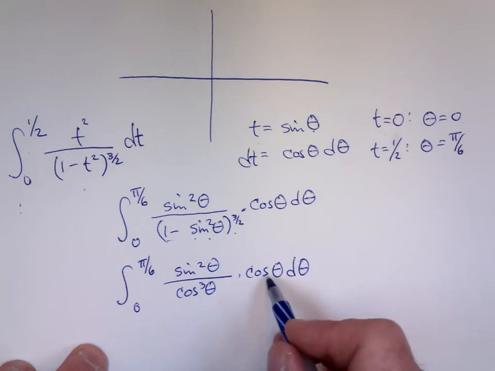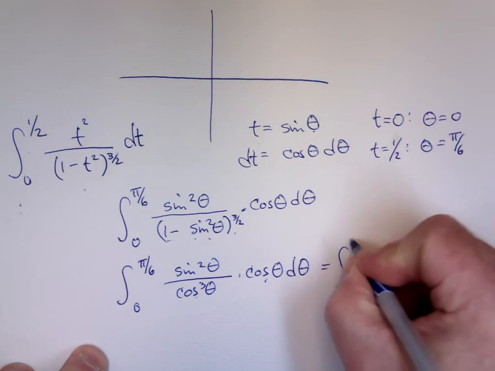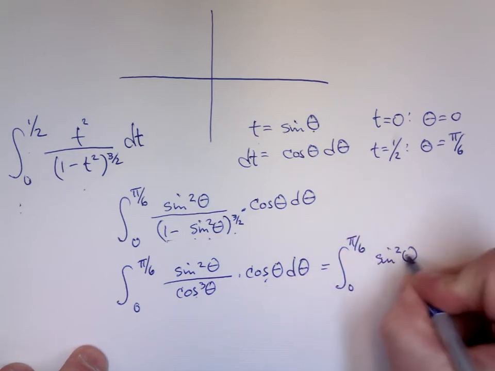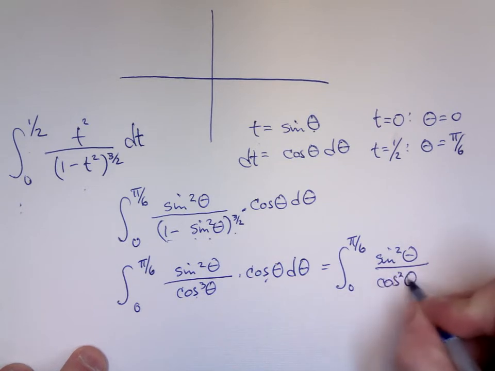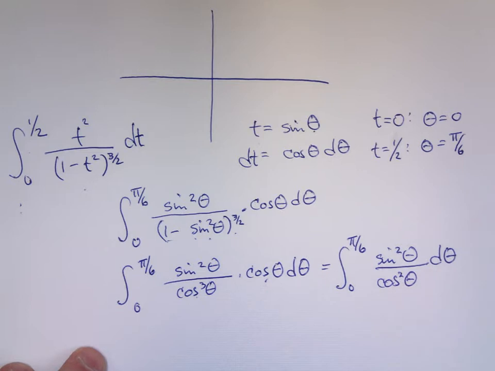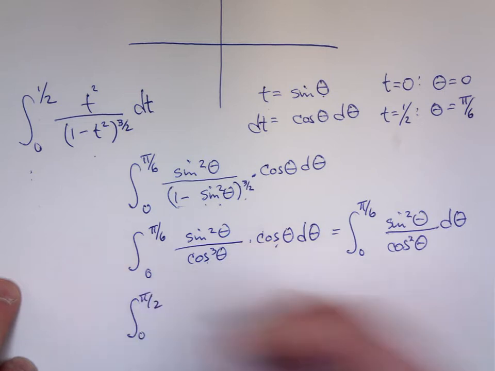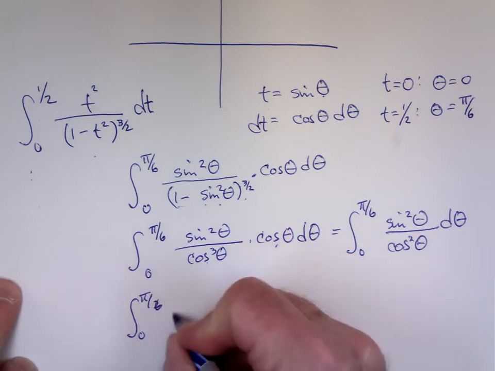Okay? Well, this cosine can cancel out one of those. 0 to pi over 6. We have a sine squared over cosine squared. Well, what's sine over cosine? Tangent. Okay, that's a tangent. We've got a tangent squared here. So pi over 6.